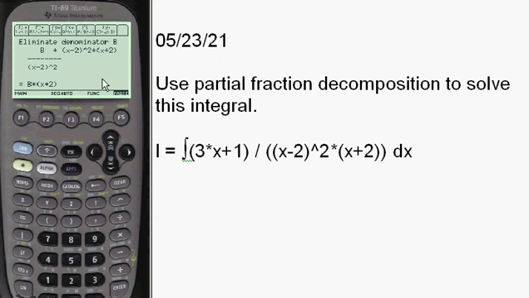B, do the same thing. Here's x minus 2 squared. We're going to multiply that times the numerator, and we come up with x minus x plus 2, okay? And C, we do the same thing. So these are the setups without denominators. You put a plus b plus c with these values in there.